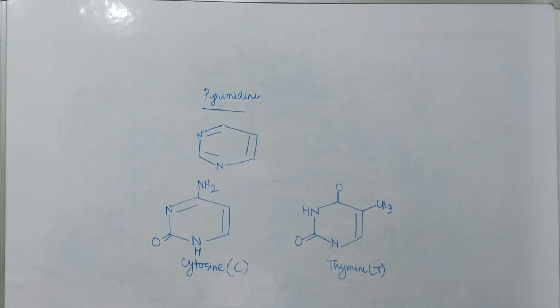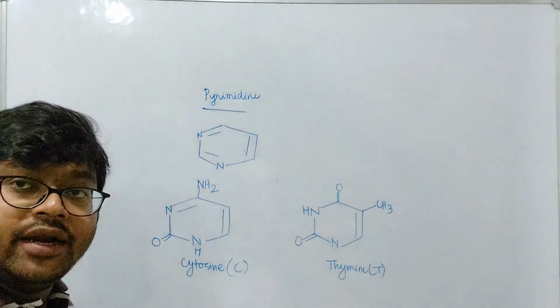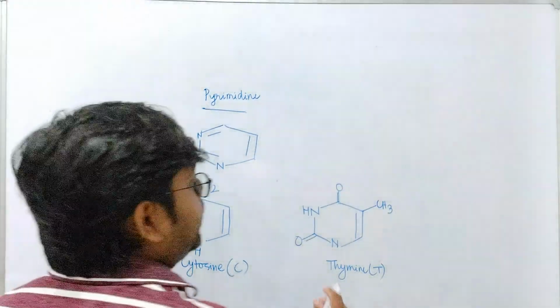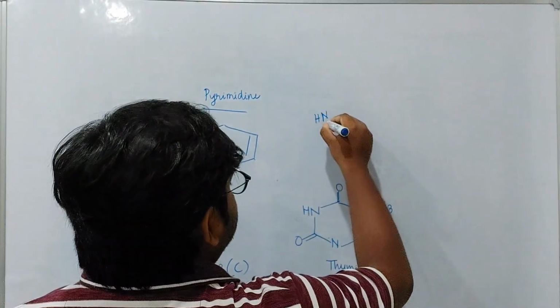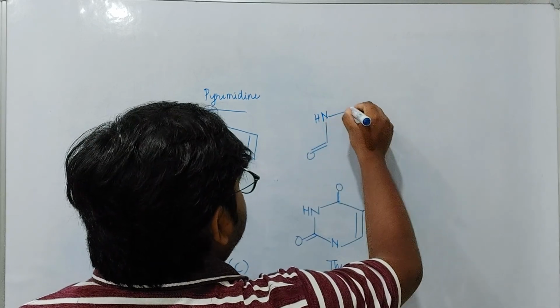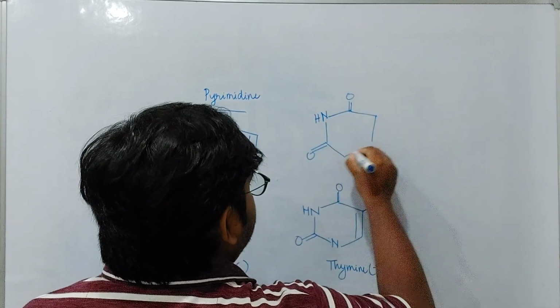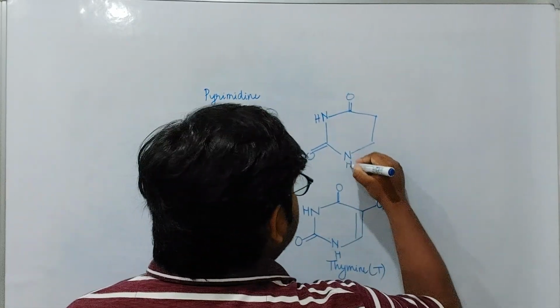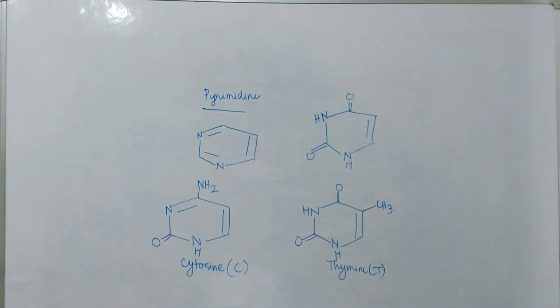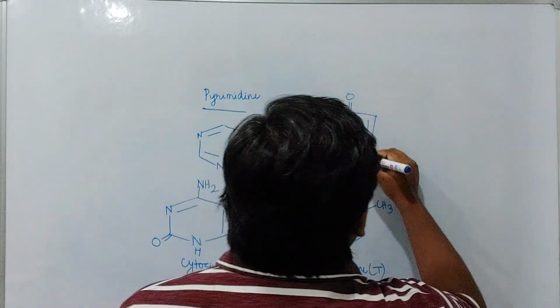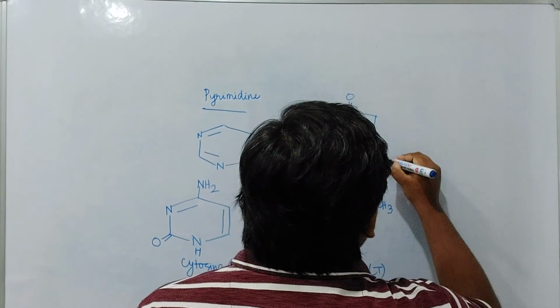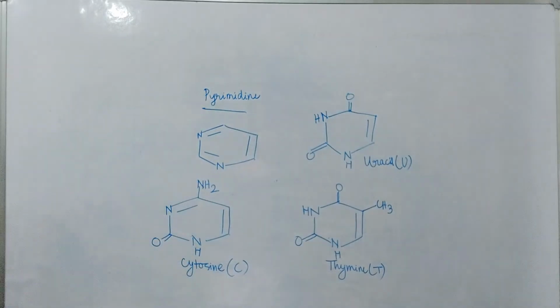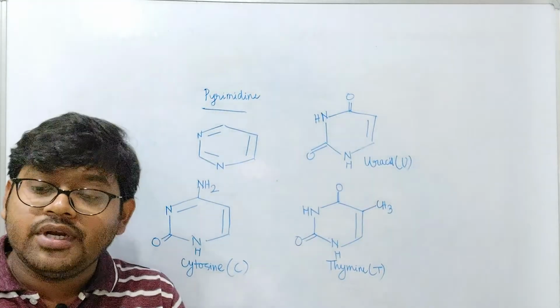And what about uracil? There is a small difference between thymine and uracil. And what is the small difference? Let's draw it here. That's it. This is called uracil, or U. So these are the pyrimidine bases. So what we have discussed? We have discussed the purine bases and also the pyrimidine bases.